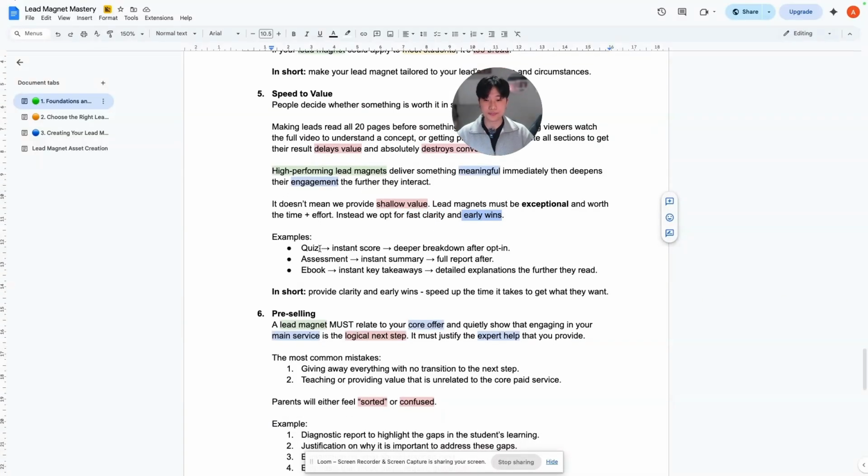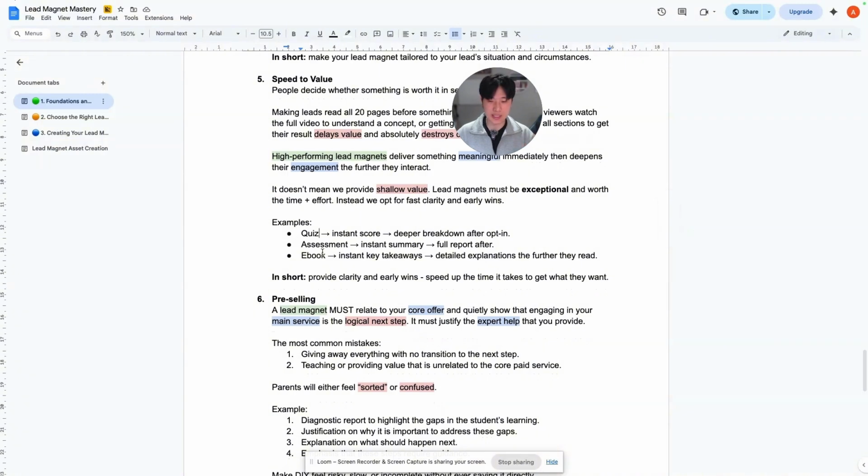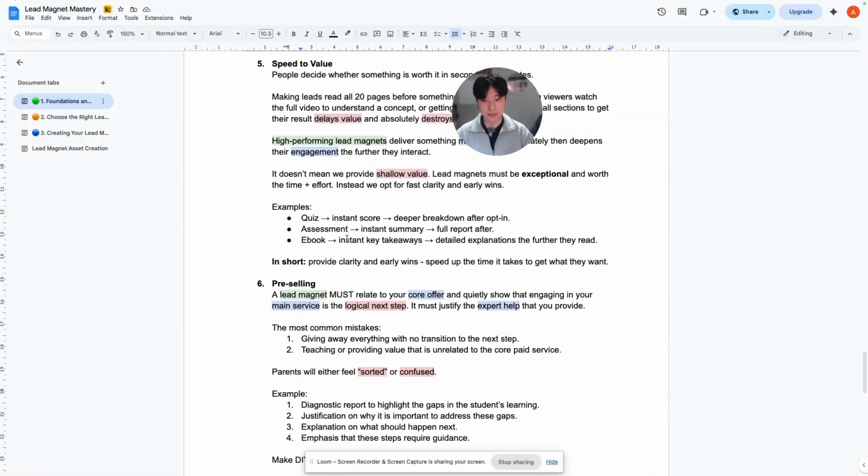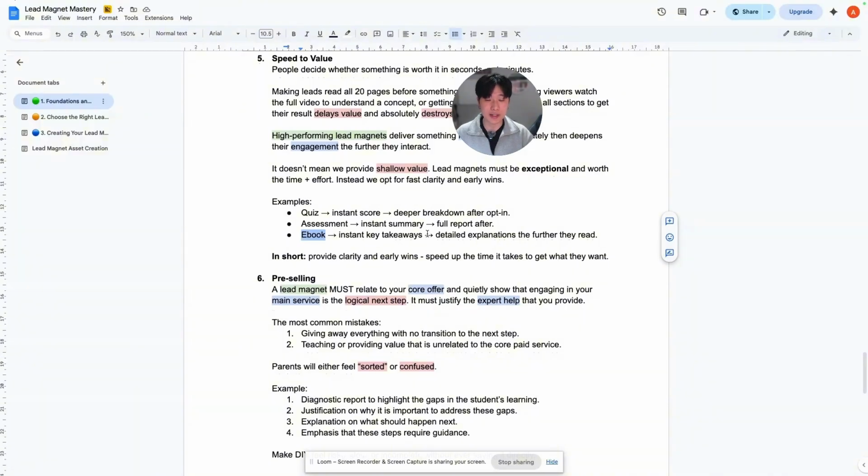I'll give you a few examples. So let's take a quiz for Year 8 students. A quiz of, let's say, 10 or so questions. After they complete that, they should be getting an instant score and the deeper breakdown only after they opt in. Let's take an assessment. After the assessment is complete, you should be getting an instant summary and then a full report after. For an ebook, the instant key takeaways should be at the very beginning or towards the start, and the detailed explanations can come the further they read.